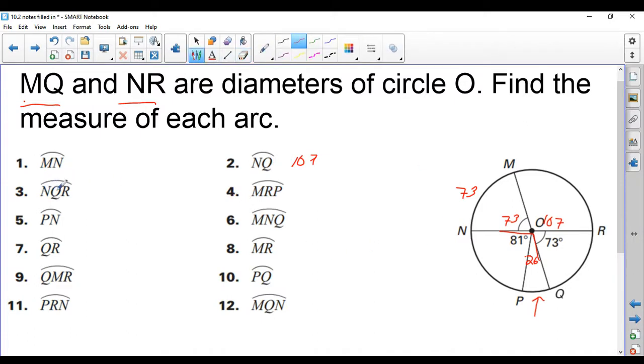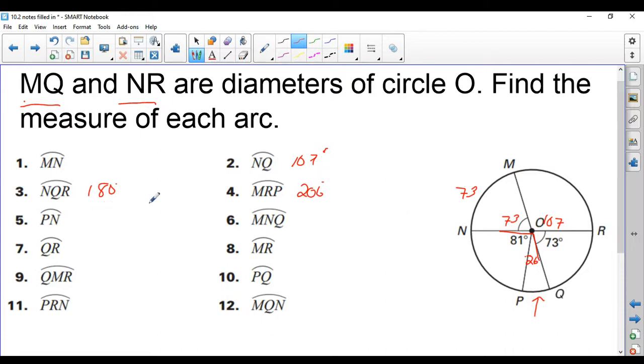This is a major arc, NQR. NQR, it's actually a semicircle because the N and R are the endpoints of a diameter, so this is 180. And these are all in degrees. MRP, M to R to P, goes all the way around, so we can either add these three angles together, or we can do 180 minus those two. I have 107 plus 73 plus 26, which is 206. And again, degrees.